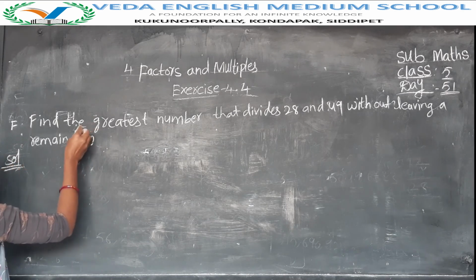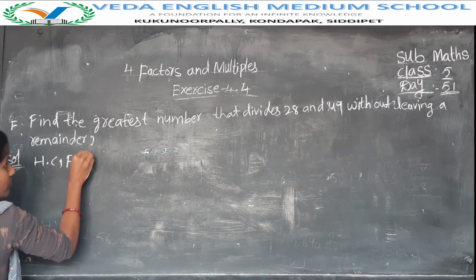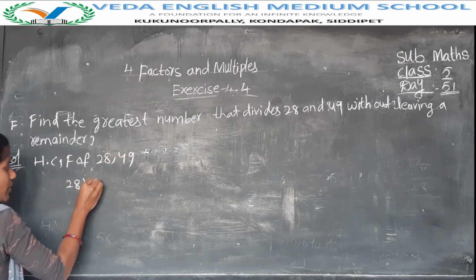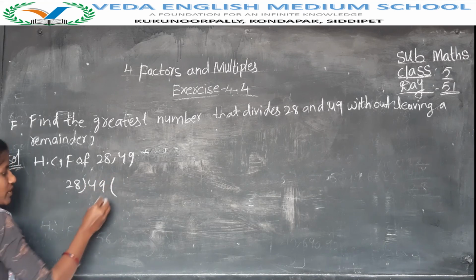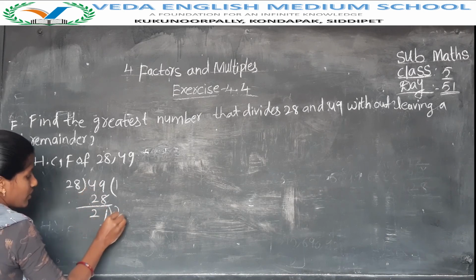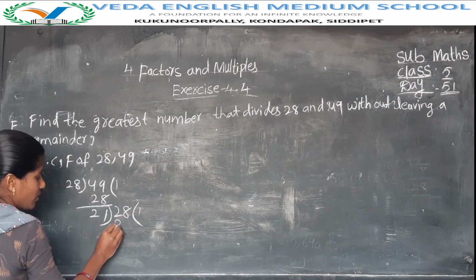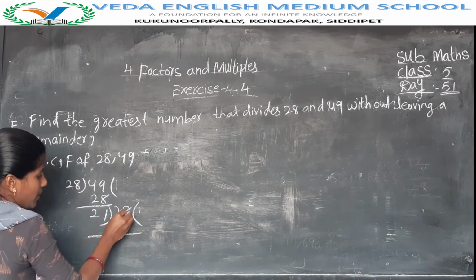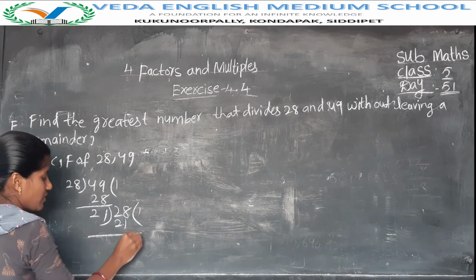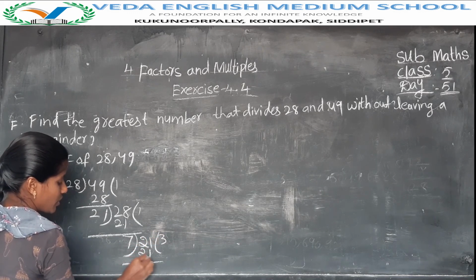If they said greatest number, that means we have to find the HCF. So HCF of 28 comma 49. Out of these two numbers, 28 is the smaller number, so 28 as divisor, 49 as dividend. 28 ones are 28. 9 minus 8, 1. 4 minus 2 is 2. 21. Here we did not get the remainder as 0, so we have to take 28 as dividend. 28 ones, 21 ones are 21. 8 minus 1, 7. Here also you did not get the remainder 0, so we have to take the second divisor as dividend. The second divisor is 21. 7 3s are 21. 21 minus 21 is 0.